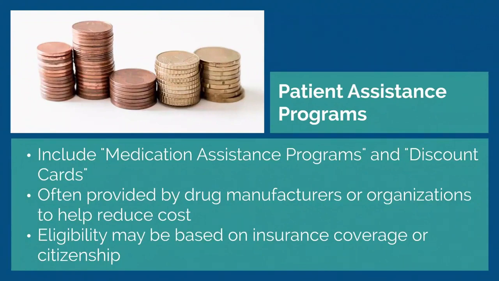Then finally, we have patients' assistance programs. So these include medication assistance programs and discount cards such as GoodRx. They're often provided by drug manufacturers or organizations to help reduce the cost of medications. Unfortunately, eligibility may be based on insurance coverage or citizenship in these programs. So if the patient doesn't have a social security number, or if they do or don't have insurance coverage, it may change whether or not they're eligible to receive the assistance.